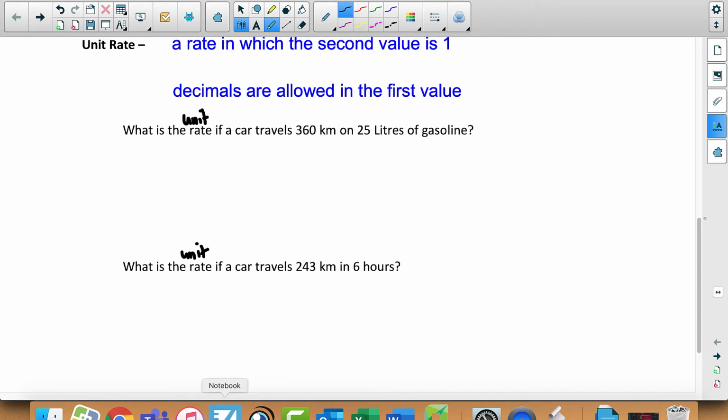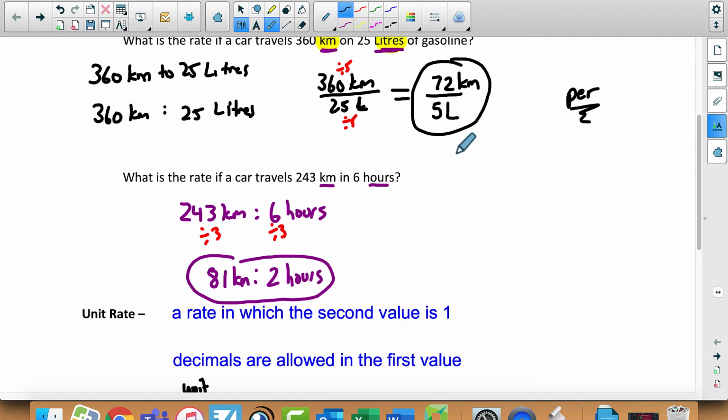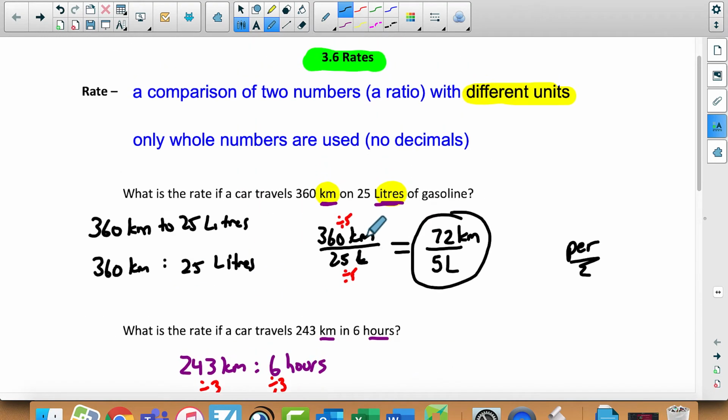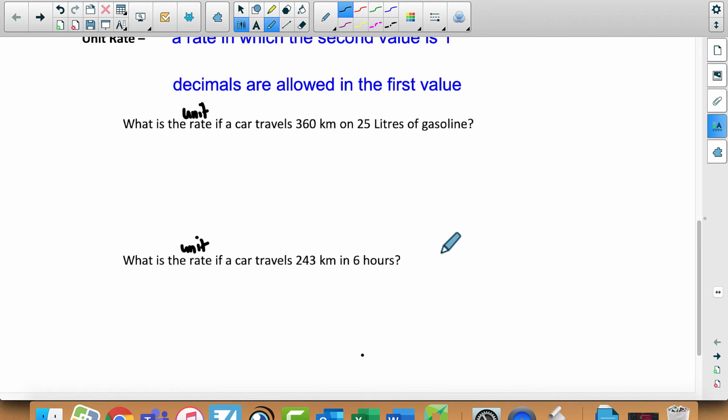So it's exactly the same questions as above, except it now asks for the unit rate instead of just the rate. So let's go back up and look at what we got as our answer. For the first one, we ended up with 72 kilometers per 5 liters. So let's start with that. We could start with the 360 and the 25, but obviously it's going to simplify down to 72 kilometers and 5 liters. So I'm going to write that to start.